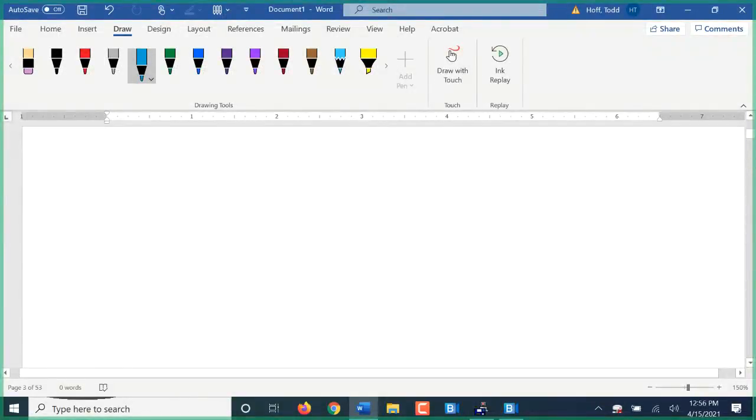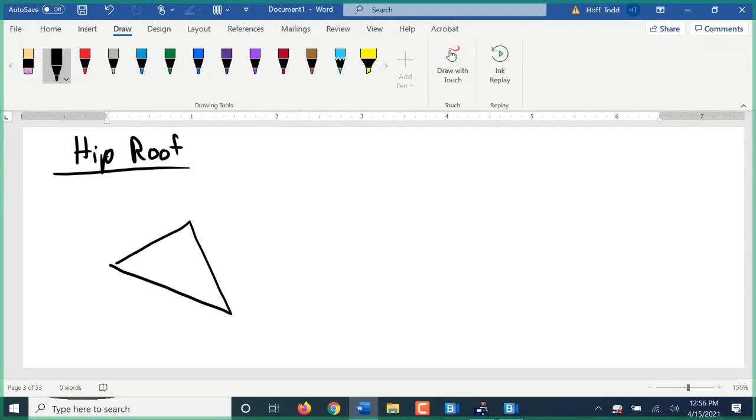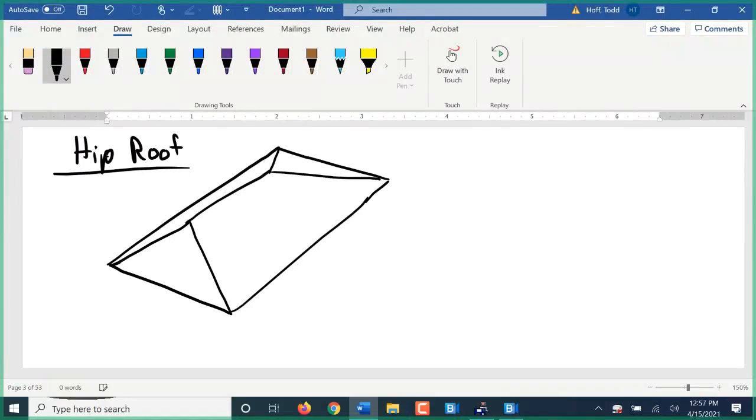Next on our list for the day is a hip roof. This is going to be hard to draw. Apologize for my artistic struggles. I'm going to try to make this look three-dimensional. Not terrible. So here's a hip roof.